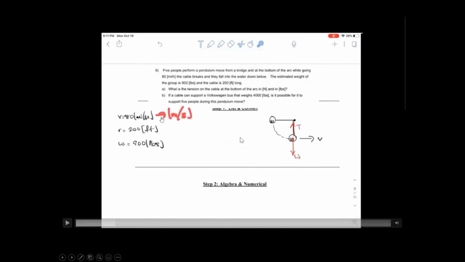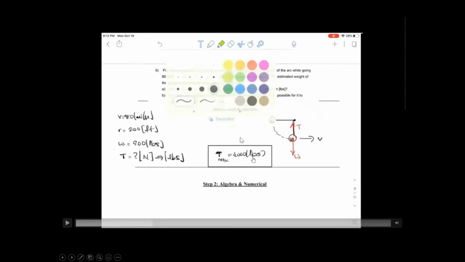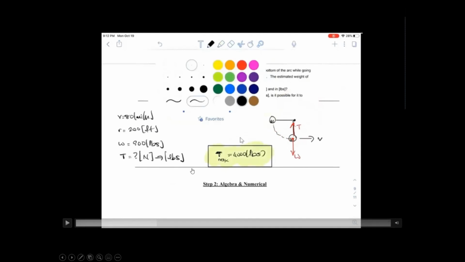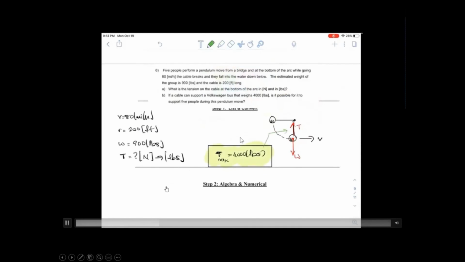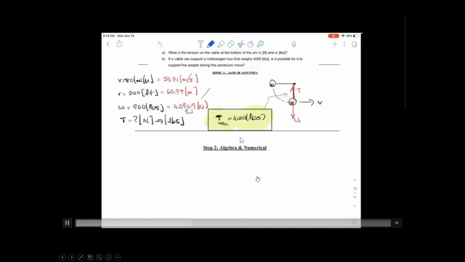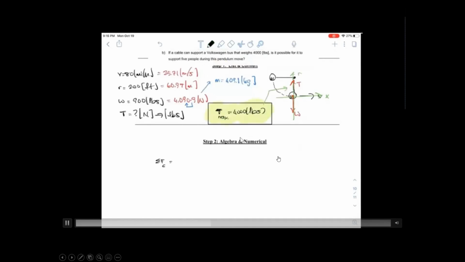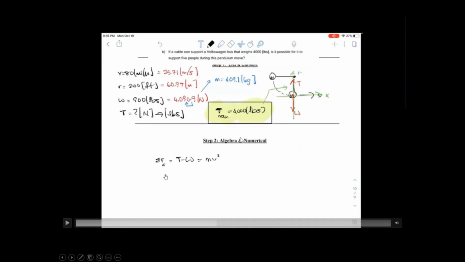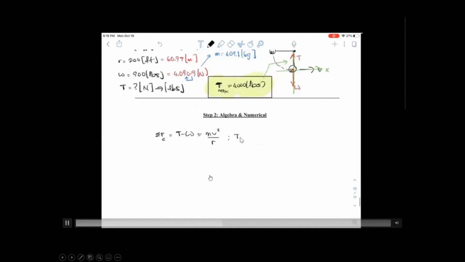So at the bottom of the arc, they said that they were going at 80 miles per hour. The cable was 200 feet. You got 5 people, their approximate weight is going to be 900 pounds. So what's the tension? They found a cable that can handle up to 4,000 pounds. So what is the tension that they induced on the cable? All right, so these are the conversions to the metric units for the computation purposes. So the sum of the centripetal force, T is towards the center, that's the tension, W is away from the center, that's the weight, positive T minus W.